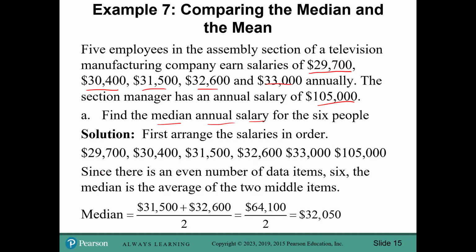So I'm going to put them in order, right? We're finding the median. That is to say we're finding the middle number. So I put them in order, lowest up to highest, right? And then I pick out that middle number. There isn't a middle number though. And so I take the mean value of those 2 values. So that plus that divided by 2 gives me 32,050, right?